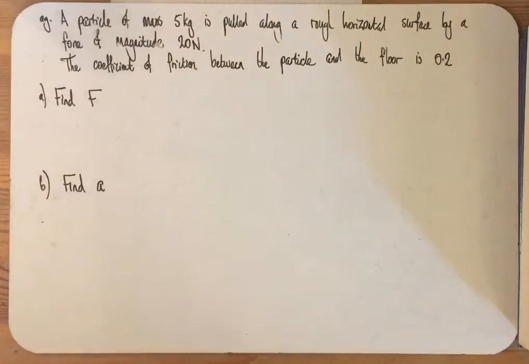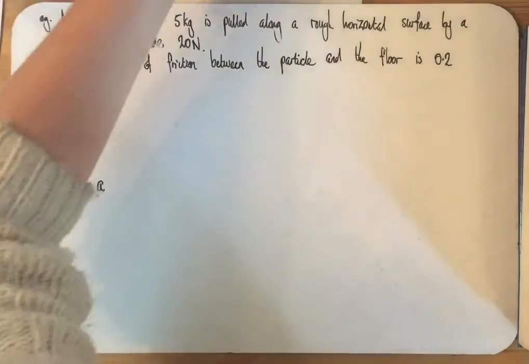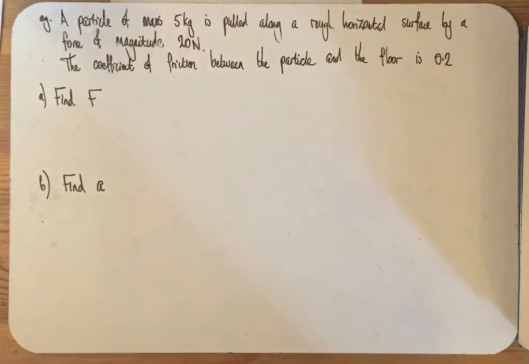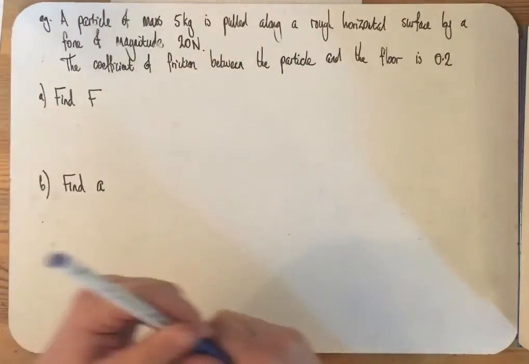Okay, so today's work isn't actually dissimilar to what we were doing last week. We're just going to add that layer of friction in as well. So a couple of examples. First one, a particle of mass 5 kilograms is pulled along a rough horizontal surface by a force of magnitude 20 newtons. The coefficient of friction between the particle and the floor is 0.2.